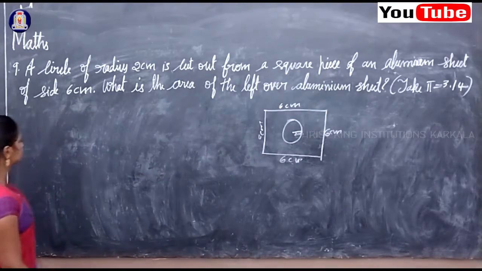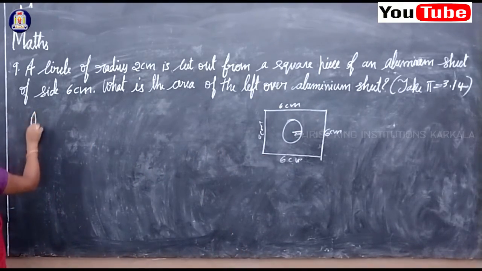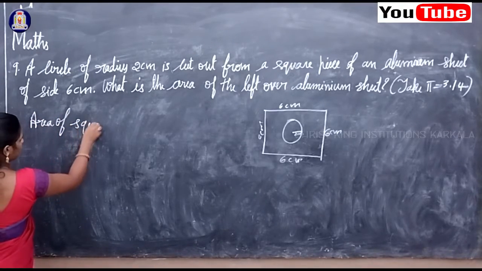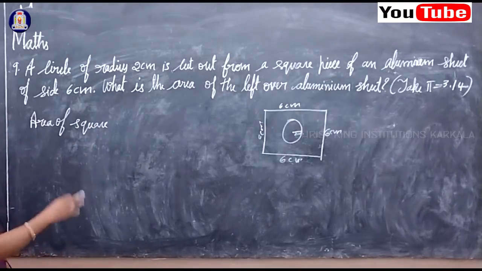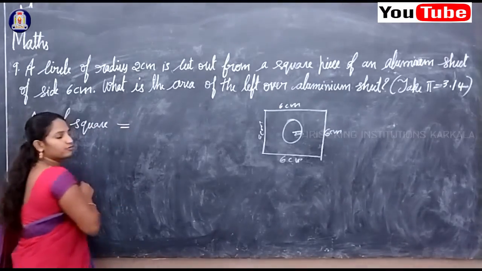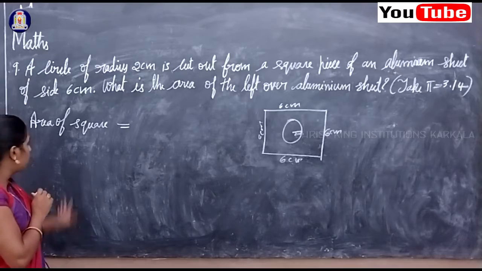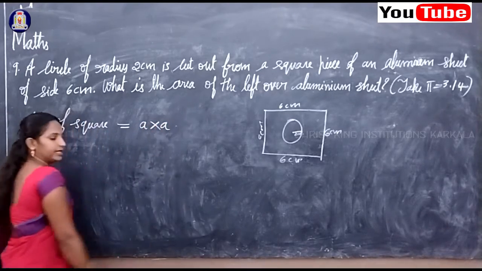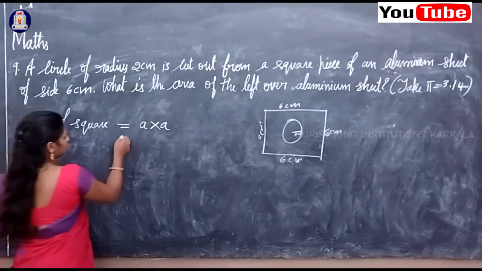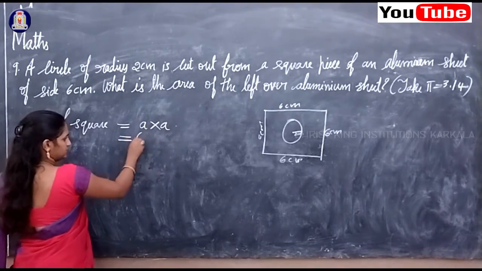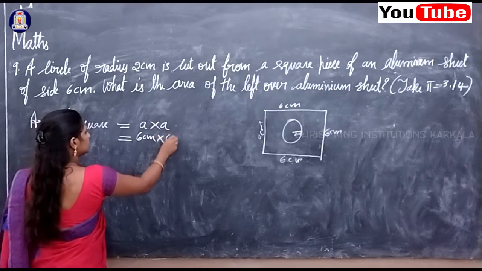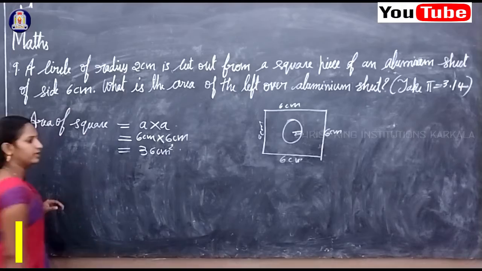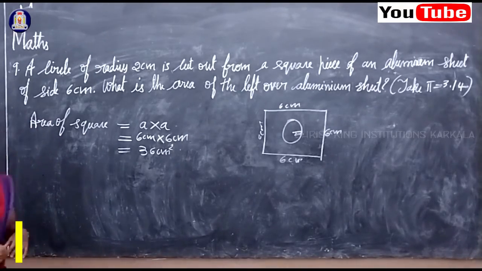Okay, so first we can write the area of the square, that means the aluminium sheet that is in the shape of a square. You know the formula: area of square is side into side. The side is 6 centimeters, so 6 centimeters into 6 is 36 centimeters square. So this is the area of the aluminium sheet.